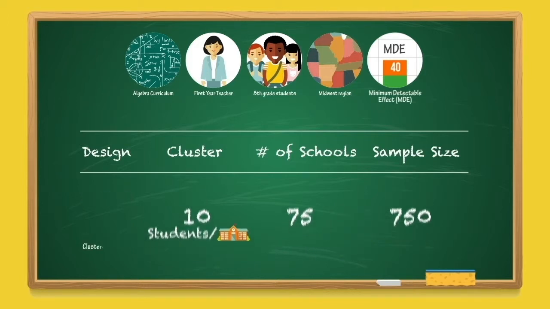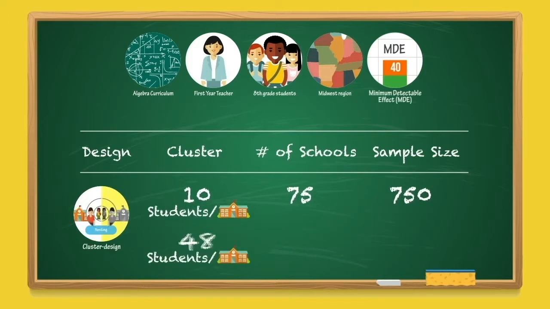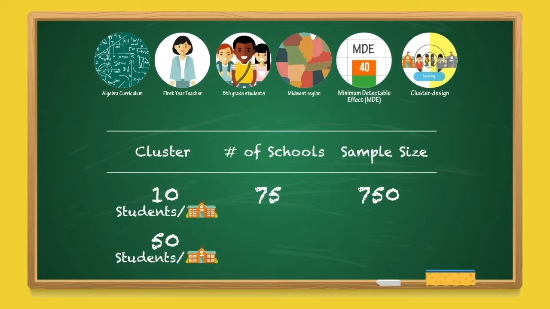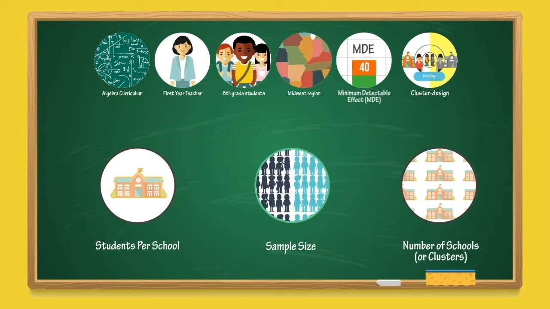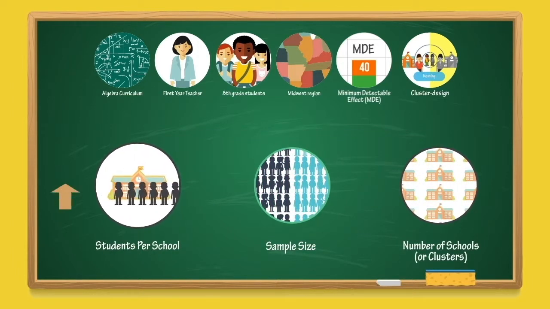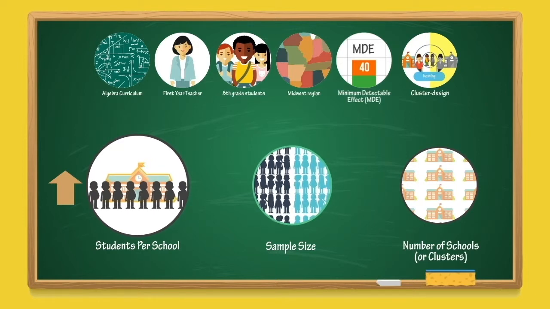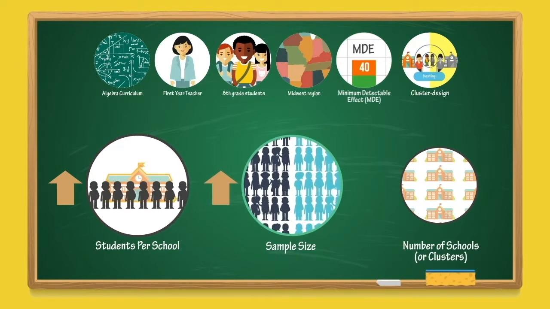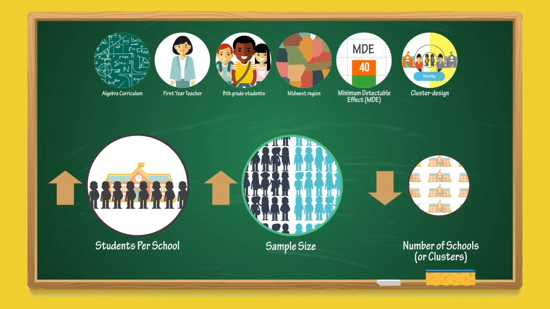Let's say that instead of 10 students from each school or cluster, you were able to collect data on an average of 50 students from each school. In that case, with all other assumptions being the same, the number of students in the study balloons to 3,200. But now you have fewer schools, 64 instead of 75. The general rule then is, as the average number of students within each cluster increases, the total number of students you need in your study will increase, but the number of schools or clusters that you will need will decrease.